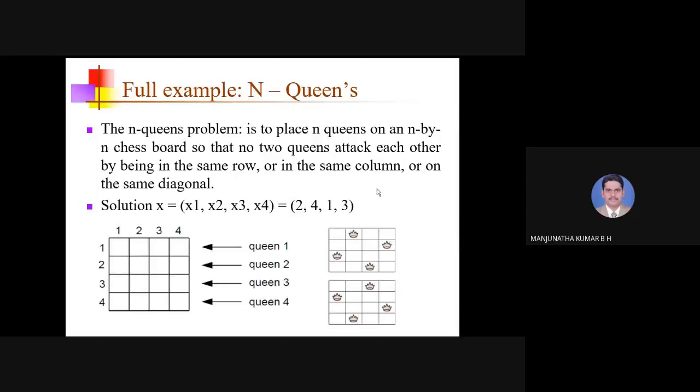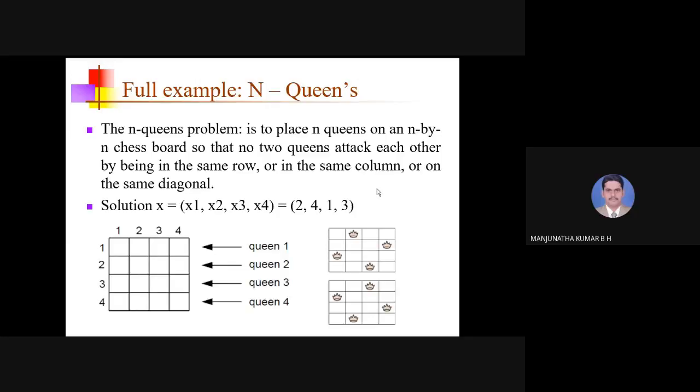Because row one is given only for queen one, the first queen, we can't place the second queen in row one. The second queen should be placed in row two only. The third queen is in row three only. The fourth queen is in row four only. So this is one assumption we made while solving the problem.